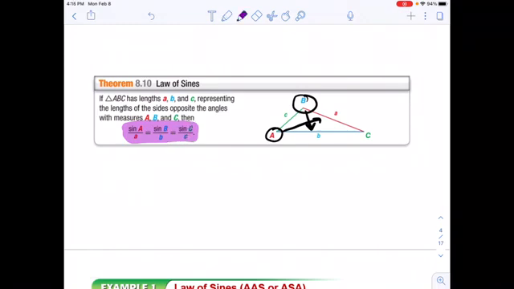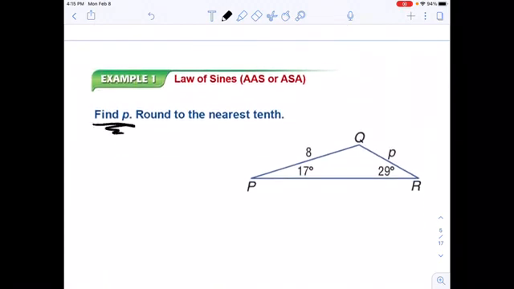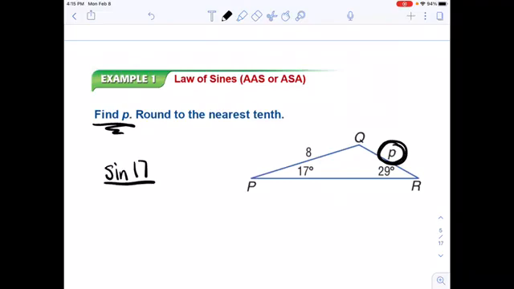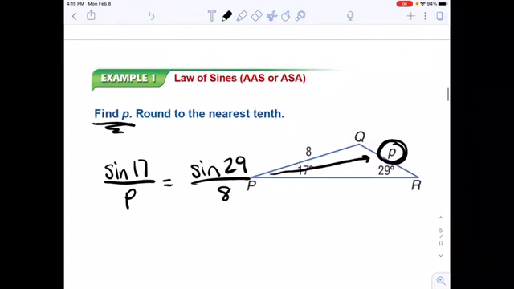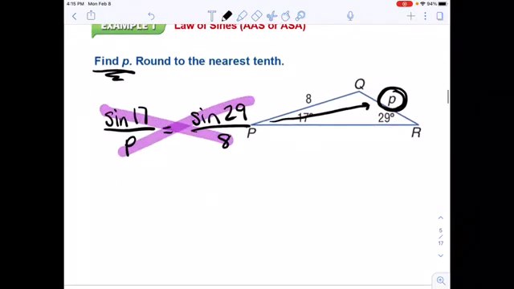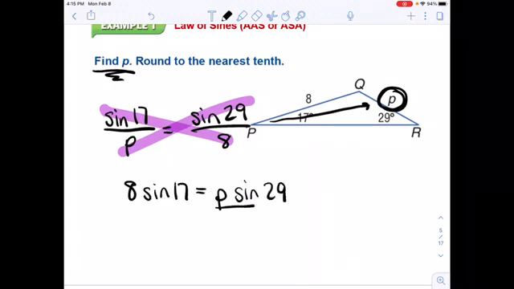If you don't have the B part, you could take sine of angle C over the opposite side c and solve. Let's try one. We're going to find p, rounding to the nearest tenth. We're trying to find this side length. So we take sine of 17 degrees over the opposite side, p, equals sine of 29 degrees over the opposite side, 8. Once again, we're back to that good old cross multiplication. We end up getting 8 sine 17 is equal to p sine 29. Now we are trying to solve for a variable, so we divide both sides by sine of 29.